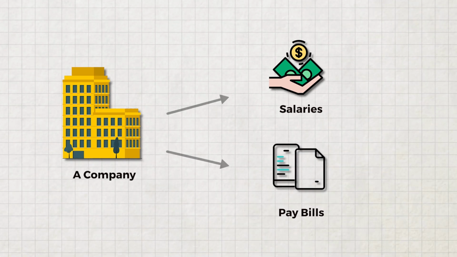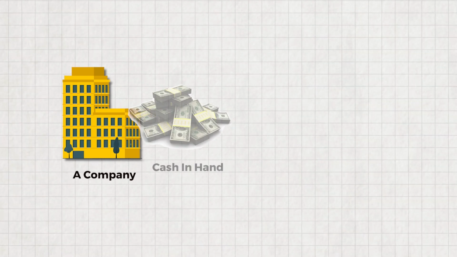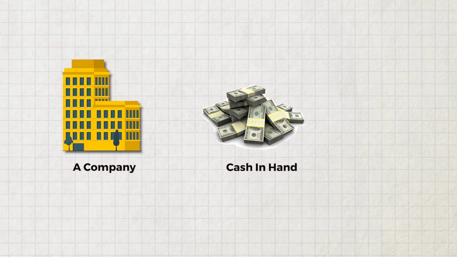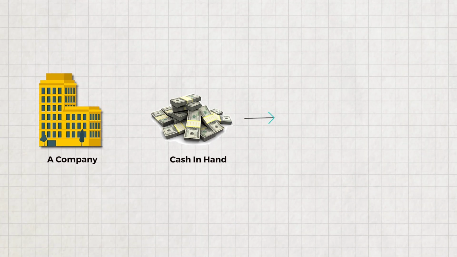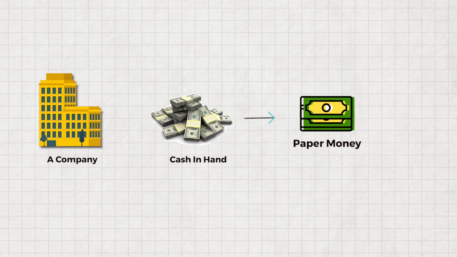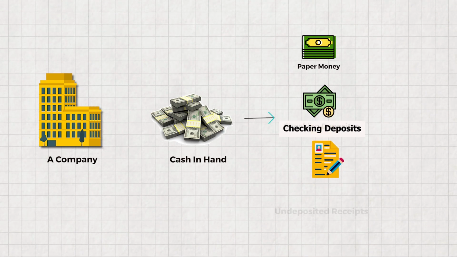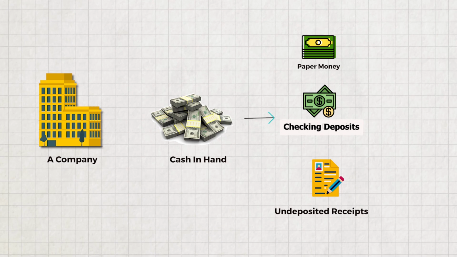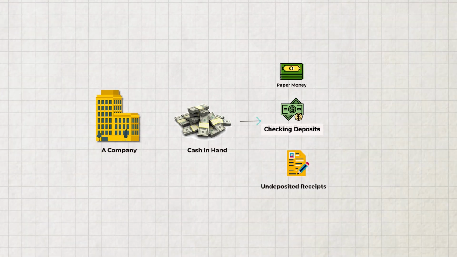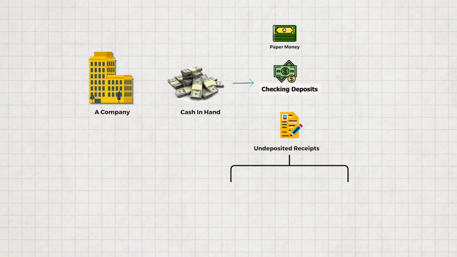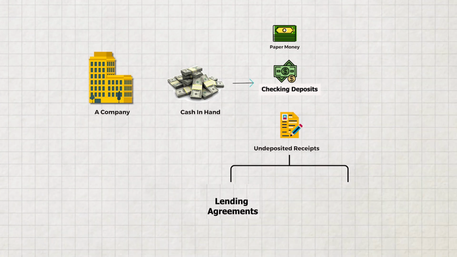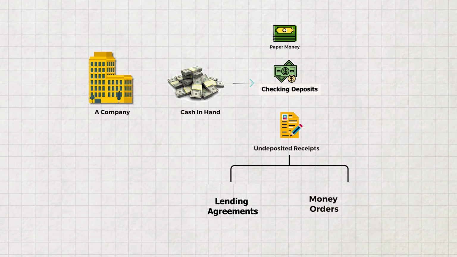So essentially they must have a basic amount of cash in hand, and there are various ways in which the cash can be kept in the company. It can be, as I said, in paper money. It can be kept in checking deposits. You can also have undeposited receipts. An example of this could be that the company may have given some initial deposits as part of a lending agreement. So these deposits may also be considered as cash, and money orders, of course.